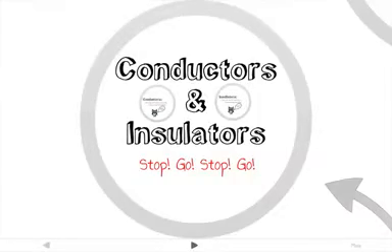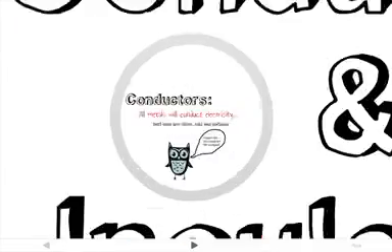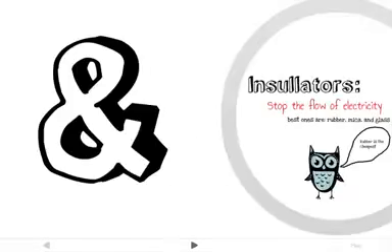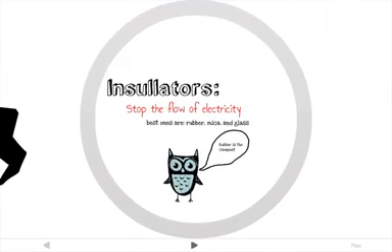Now, all metals conduct electricity, but the best ones are silver, gold, and platinum. Copper and aluminum are the least expensive. Insulators are materials that virtually stop the flow of electricity. Glass, mica, and rubber are good insulators.